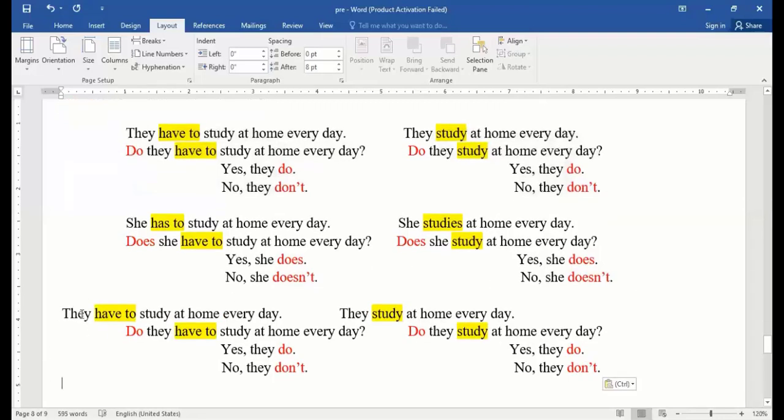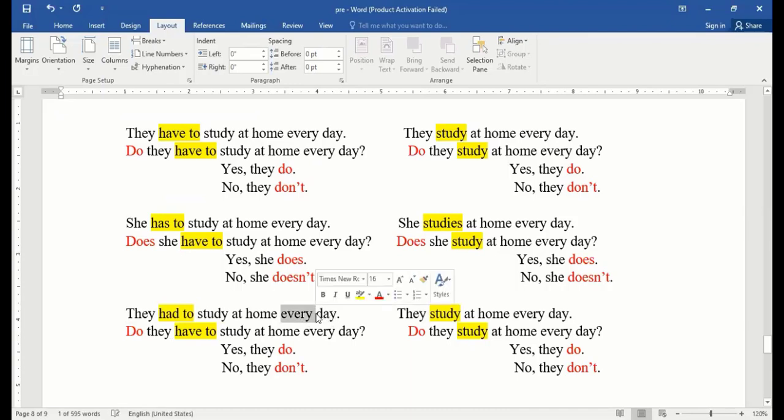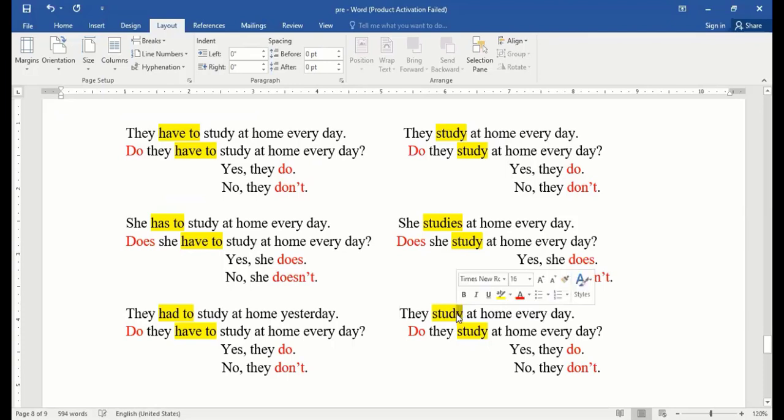With the past simple, we change "they have to" to what? They had to. Right. They had to study at home. For example, we don't say every day, we say yesterday. And here again, we say they, what's the past of study? Studied, very good. So they studied at home yesterday.